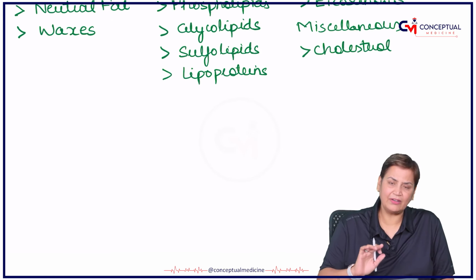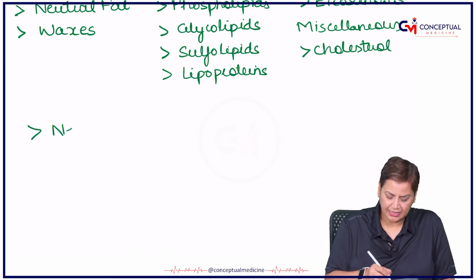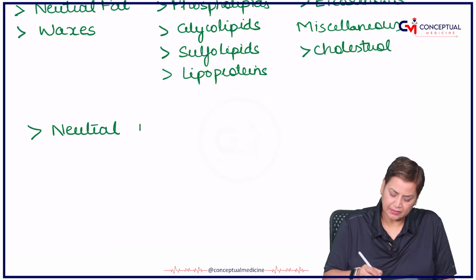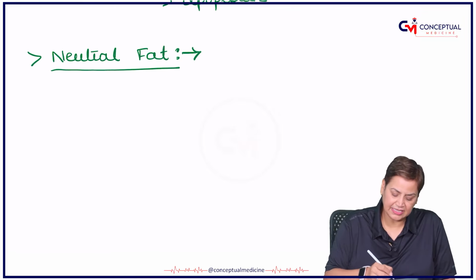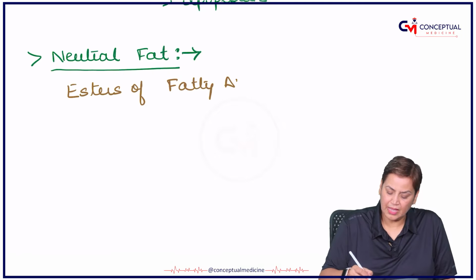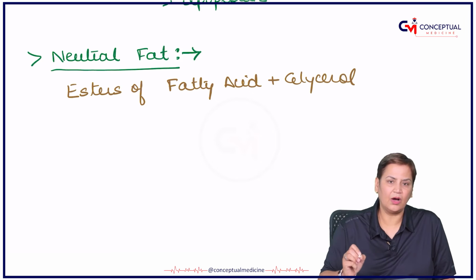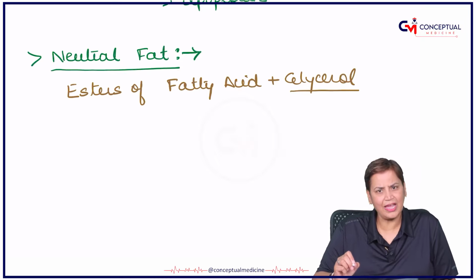So neutral fat we have already discussed, right? So if I have to write a neutral fat, I can simply say that neutral fat is nothing but an ester of fatty acids and glycerol. Now glycerol we have already studied. We know what is glycerol. It is a trihydric alcohol which has 3 hydroxyl groups, like that.